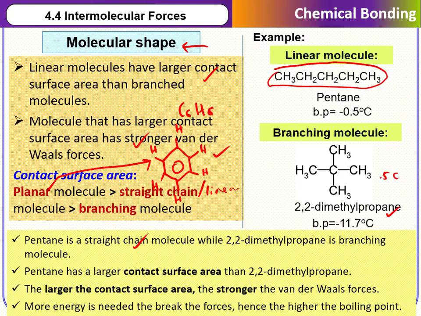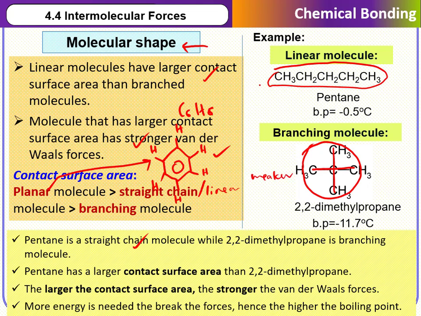An example is here, we have 2,2-dimethyl-propane. So when we have a branching molecule, this will reduce its surface area. It becomes more compact or more spherical, reducing its contact surface area with weaker van der Waals forces.